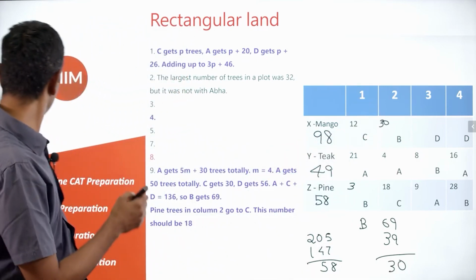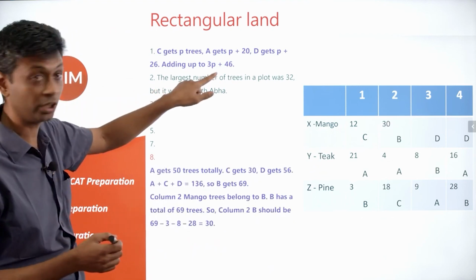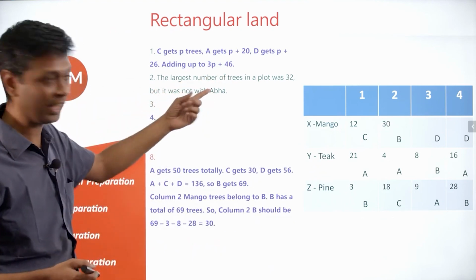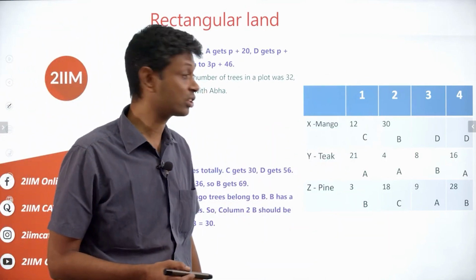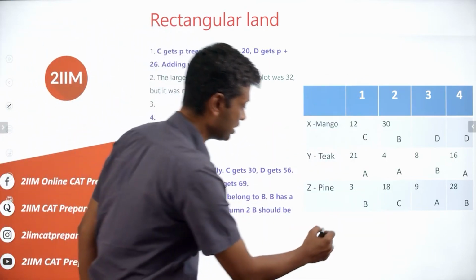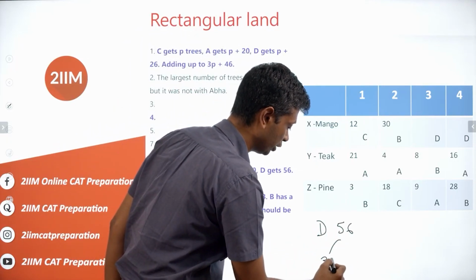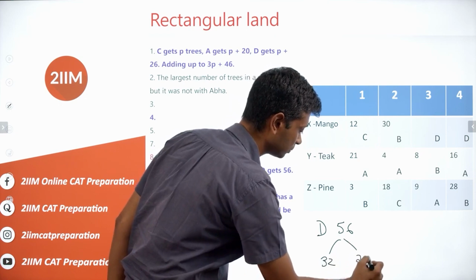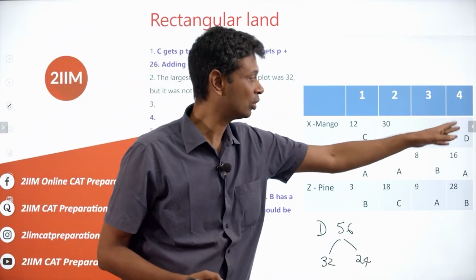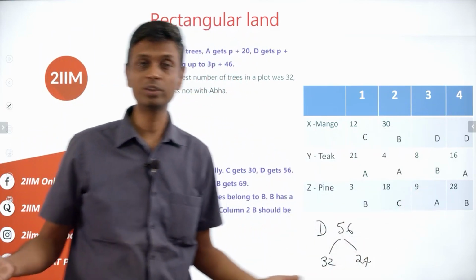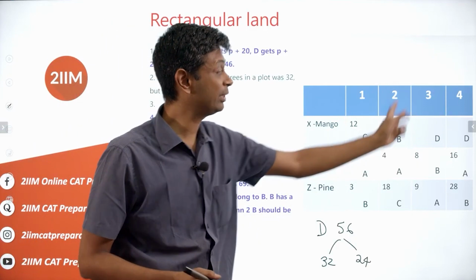There's one beautiful constraint sitting here, which is the largest number of trees in a plot was 32. So that is not with A. That has got to be with D. There's no 32 anywhere else. D totals up to 56, or D's 56 should come from 32 and 24 remaining. Now we don't know whether it's 32 and 24 or 24 and 32. There's no detail to fix that part. So this could be 32 or 24. That will be the other one.